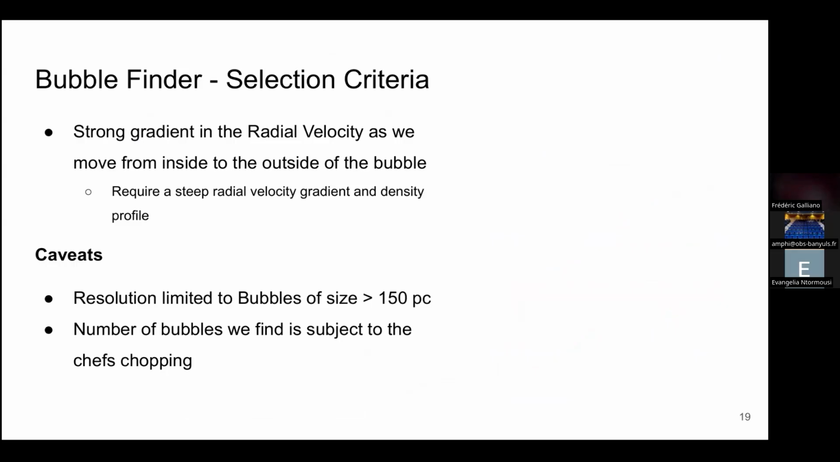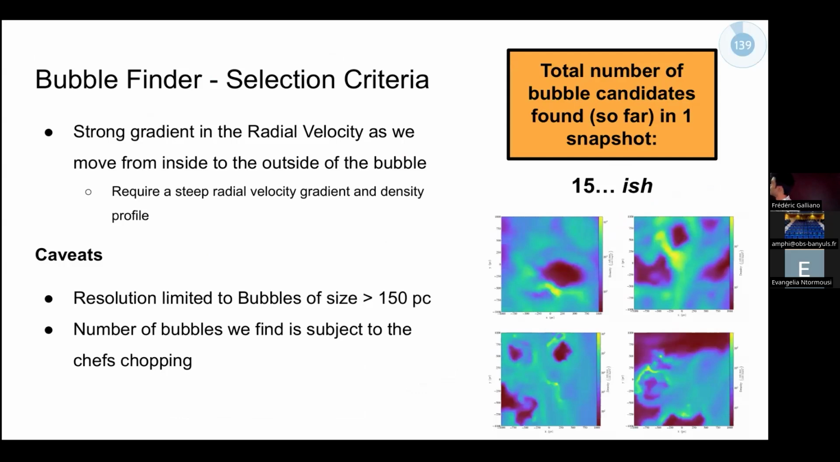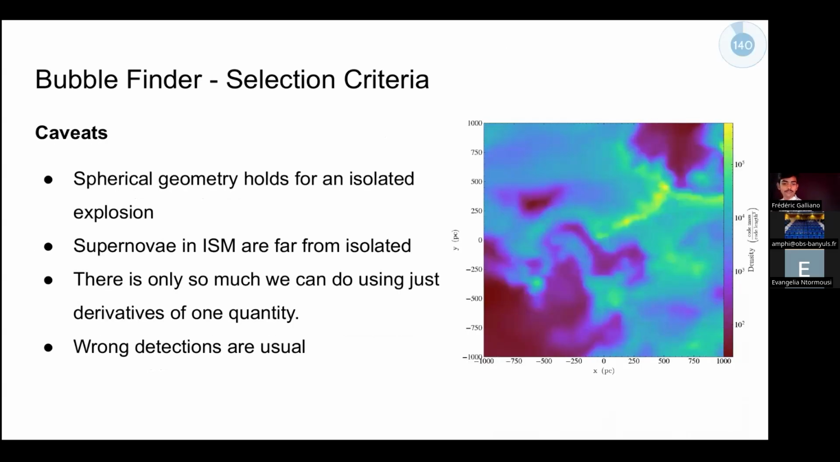To finish it off, we'll look at what went wrong. We first use the radial velocity to determine the size of a bubble and establish the radius, and then run this algorithm over the entire volume, and we find about 15 potential bubbles. Some of them are kind of like bubbles, but we could not verify them all. But most of them are not bubbles.